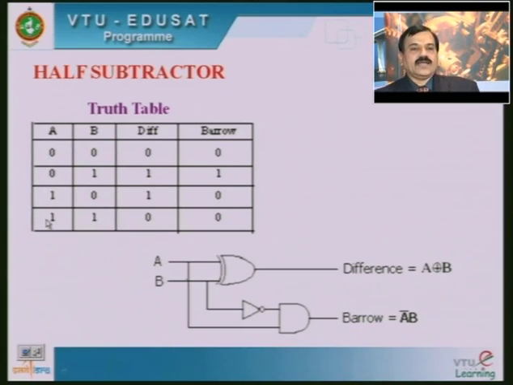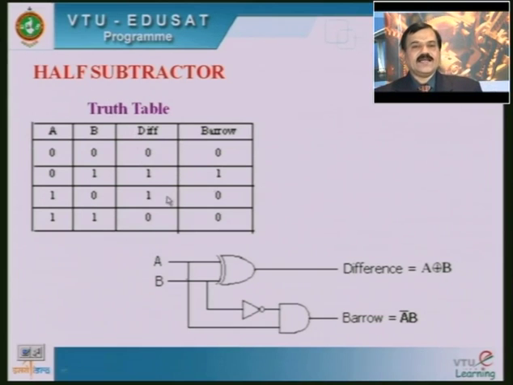Now 1 1: A value is 1, B value is also 1. So 1 minus 1 leads to difference 0, and once again there is no necessity of borrow. After drawing this truth table, now we are going to design the subtractor circuit, or realization of this half subtractor.